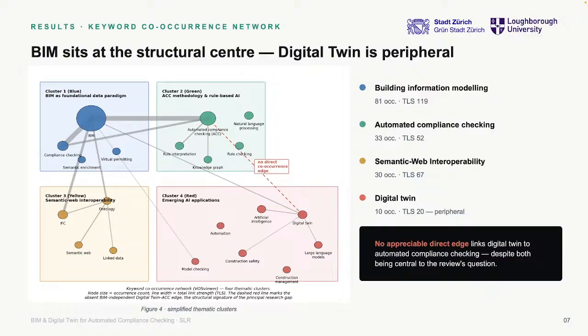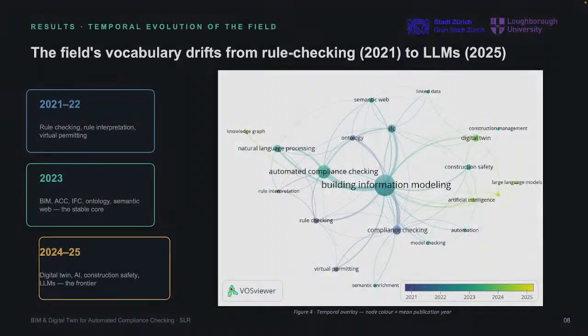And the really important observation here is that there is no direct occurrence between digital twin and ACC. It means that nowadays there is actually no research that is focused on digital twin and ACC. That is the first remark that we can pull out of this visualization.